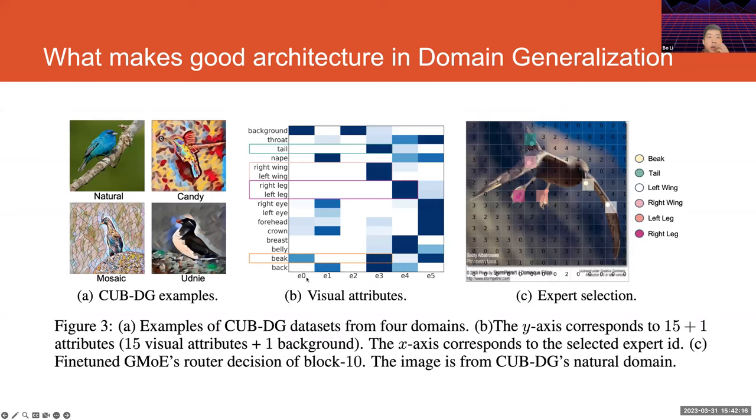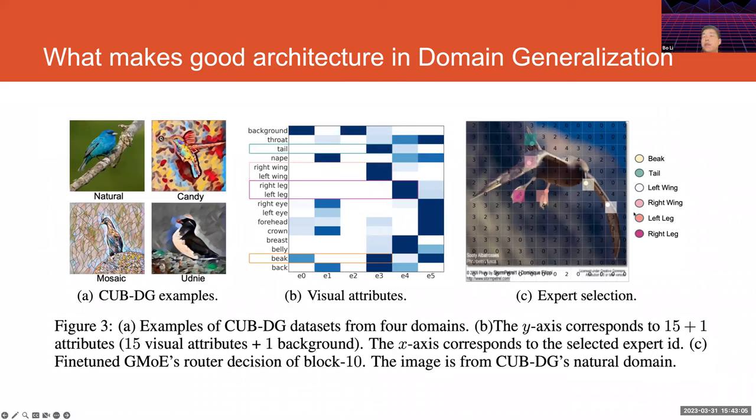So here we can find that E0 to E5 is a six-expert configuration. We can find that E3 is mostly associated with the beak, the left and right leg, and the left or right wing. And E5 may be associated with other types of visual attributes. You can see that some experts may process multiple visual attributes. This is because we only use six experts, but if you extend the results, you could see more fine-grained association between experts and the visual attributes.